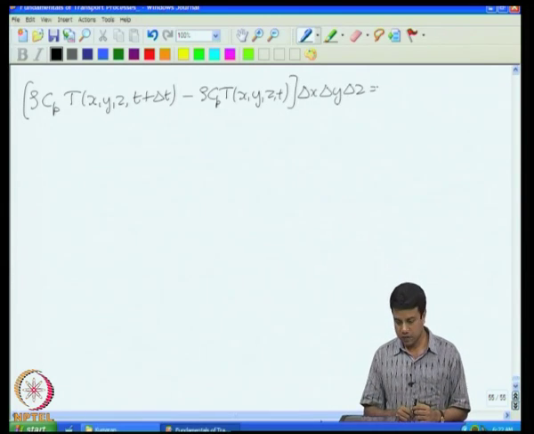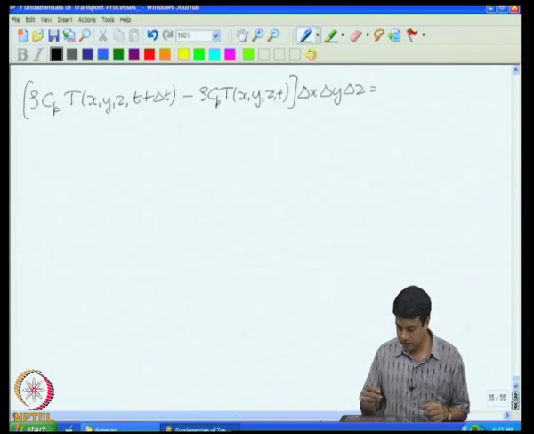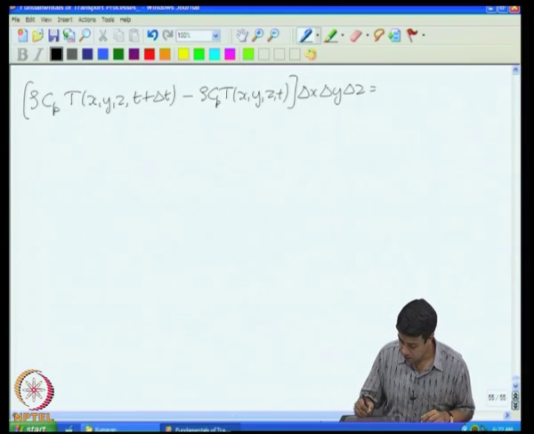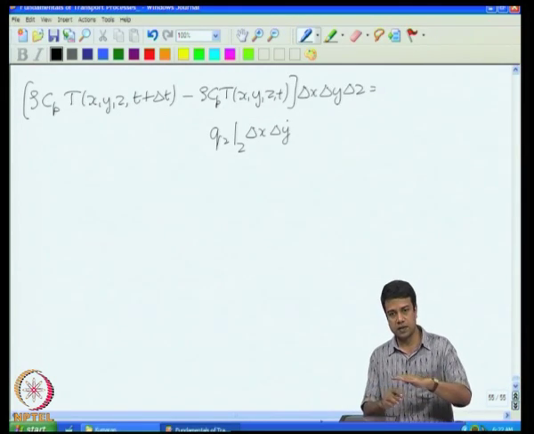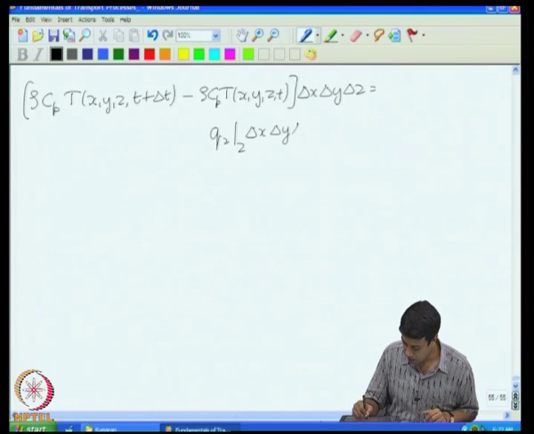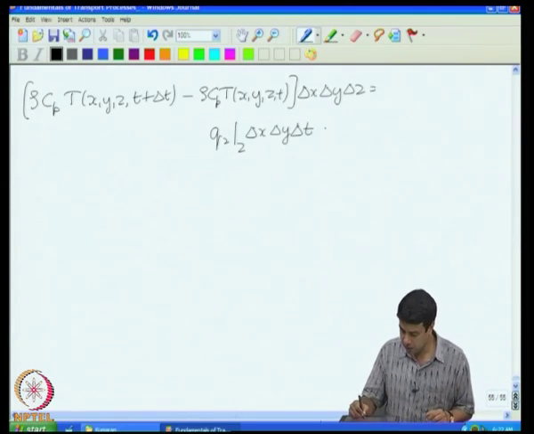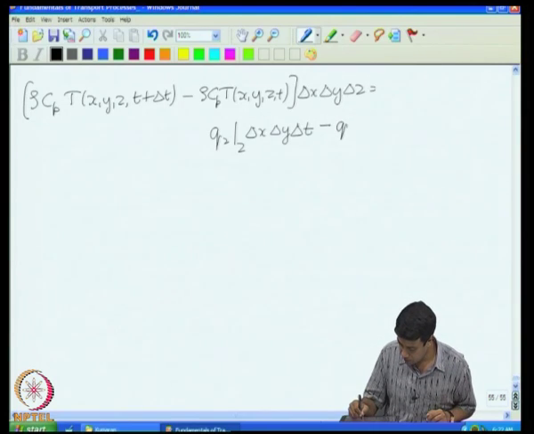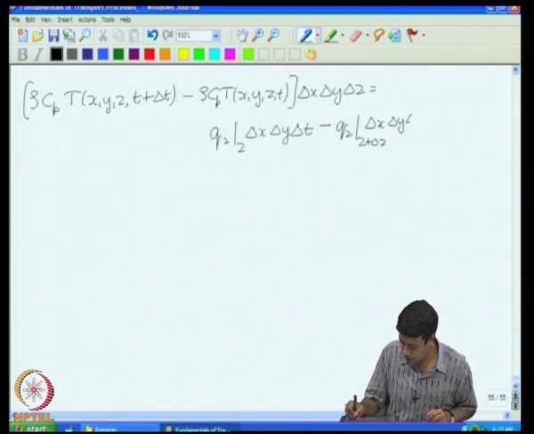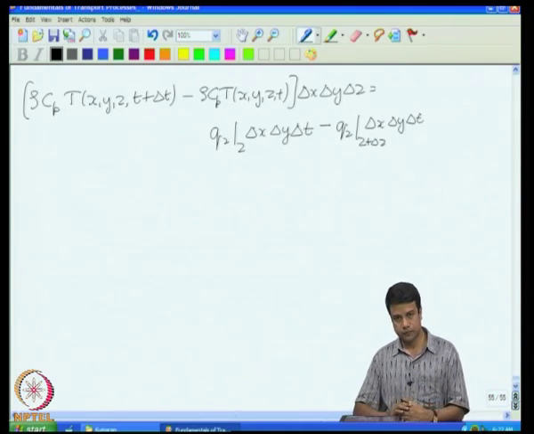This is equal to flux in, the energy in, which is equal to qz at z times the cross sectional area perpendicular to the z axis, times time, minus the energy going out of the top surface, qz at z plus delta z times delta x, delta y, delta t.